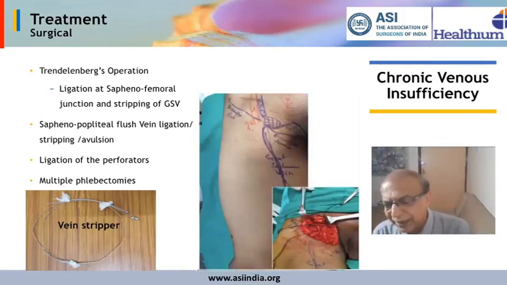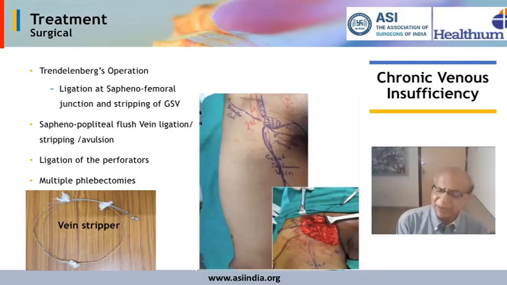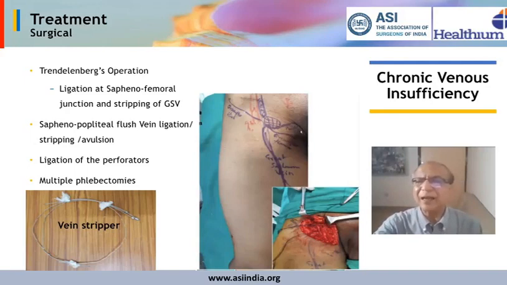This condition, in the first 2 decades of my life, I only knew the surgical treatment. And the surgical treatment was a Trendelenburg's operation. A Trendelenburg's operation involved flush ligation of the saphenofemoral junction. Where to ligate it? After the 3 tributaries: the superficial circumflex iliac vein, the superficial epigastric vein, and the external pudendal vein.